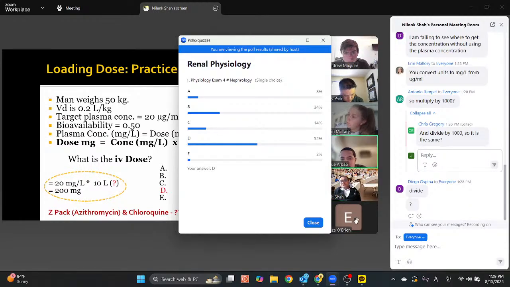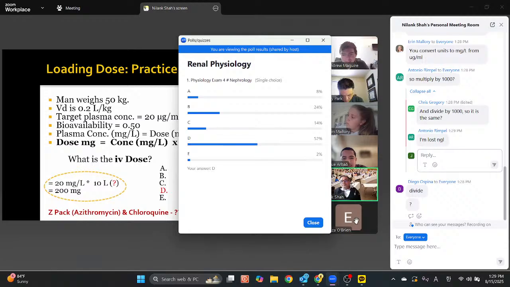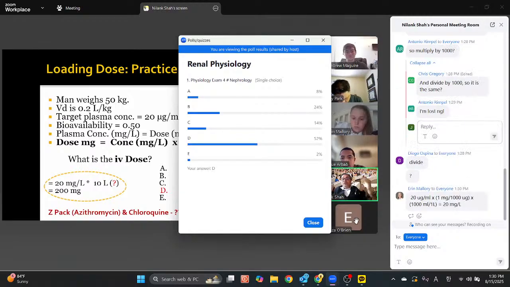I can volunteer. Ishak, yes, go ahead. So I took the 0.2, the VD, and multiplied it by 50. Then I got 10 liters, and then I took the 20 microgram and turned it to mg per liter, and then I multiplied it by 10, then I got 200 mg. Beautiful, outstanding. And you plug the value with each step, right? You plug the unit and number, so then you know whether you need the unit conversion or not, right?